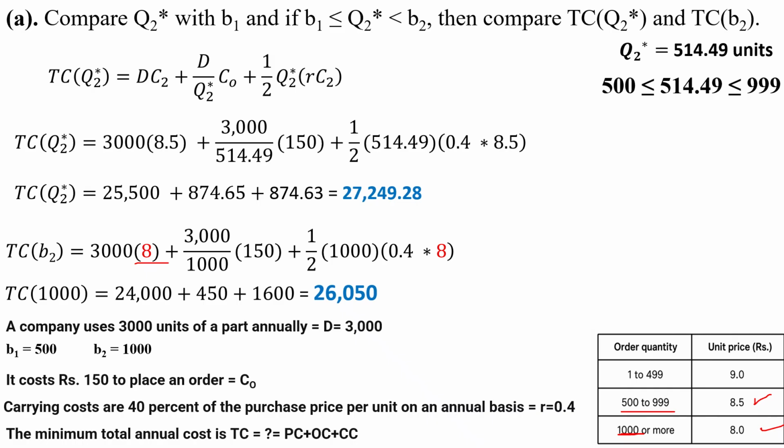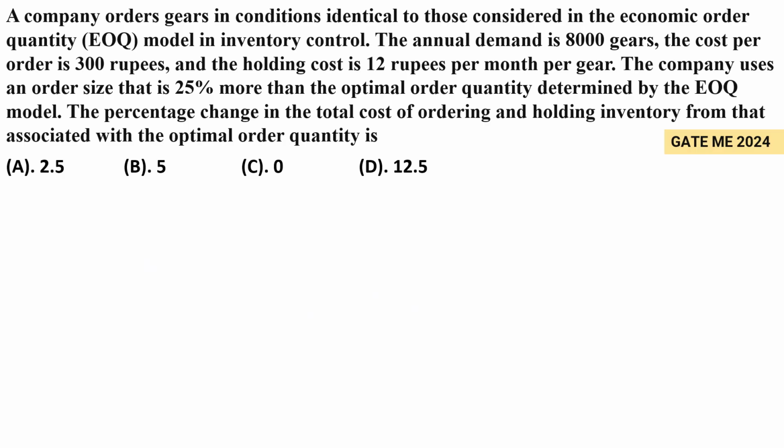26,050. So among these two total costs, the minimum total cost we are getting is for the 1000 quantity only. Then the optimal quantity level is 1000, and the minimum total cost is 26,050. Let's see the next question.